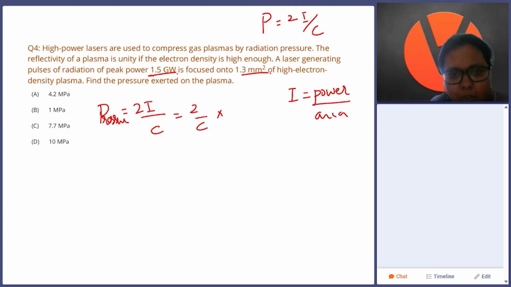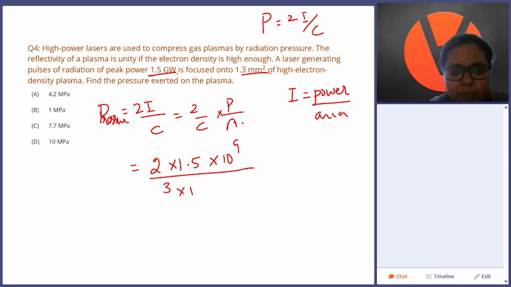So shall I write it as 2 by C into power by area. So 2 into, what is the power they mentioned? 1.5 giga, 10 power 9, divided by C, which is 3 into 10 power 8. And here the area is 1.3 into 10 power minus 6. So after the calculation, what we are getting is 7.7 megapascal.